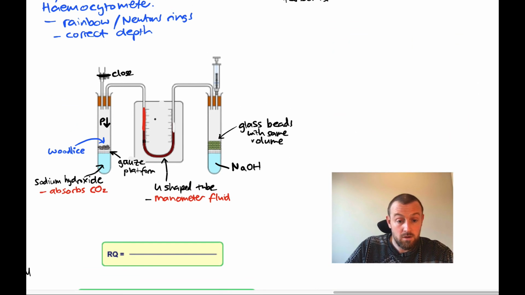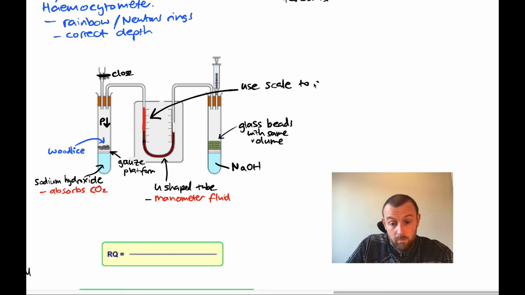So I'll annotate here. Use scale. Whoops. Scale, not sail. Use scale to get rate of O2 use, maybe per minute or even per second if you wanted.